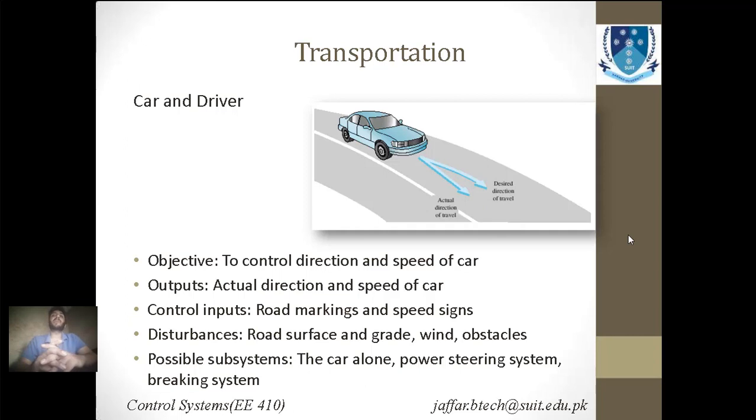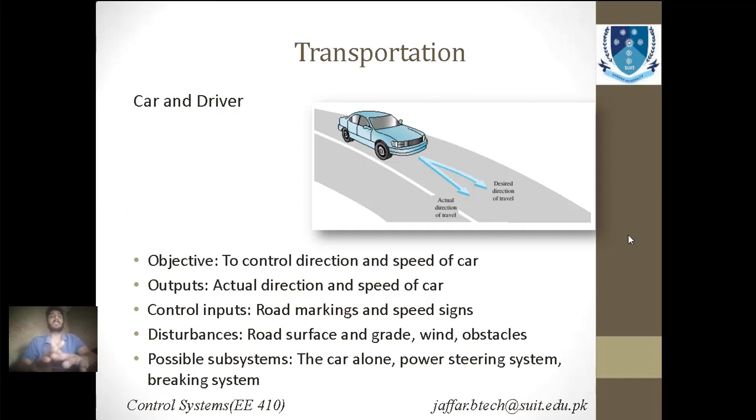There is a car and a driver. Now the purpose of a good driver and a good drive can be that the speed of the car does not vary too much, and there is no obstacle in front of that car. The direction should be right. It should not move away from the direction it was targeted to achieve. So the main objective of transportation is to control the direction and speed of the car.